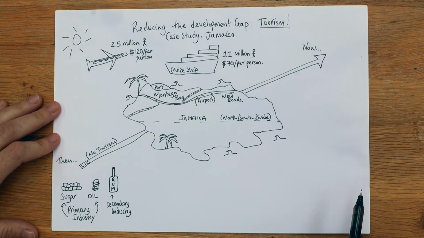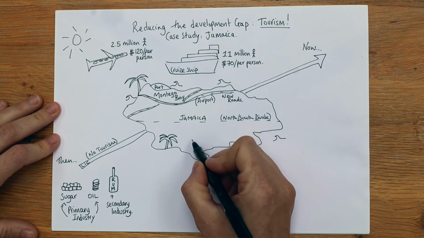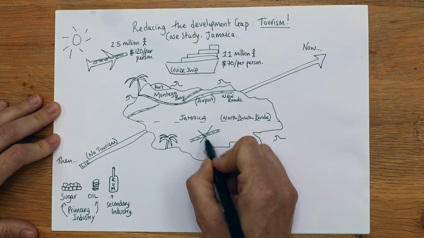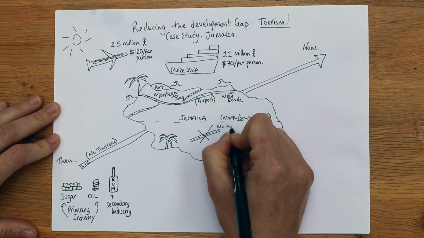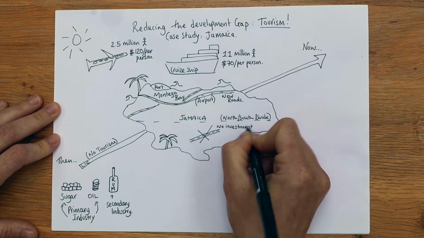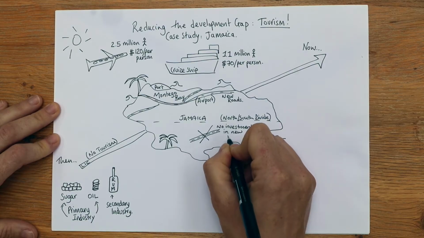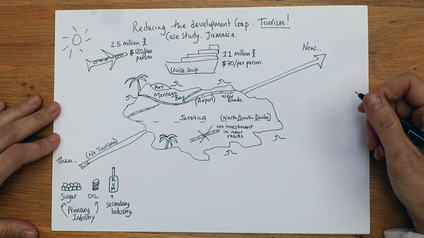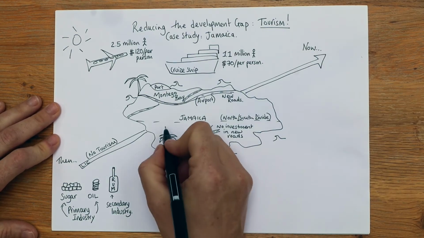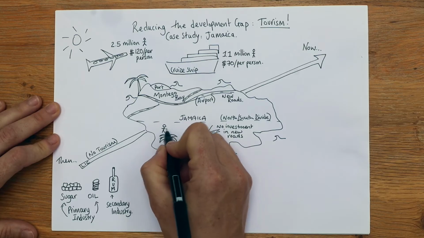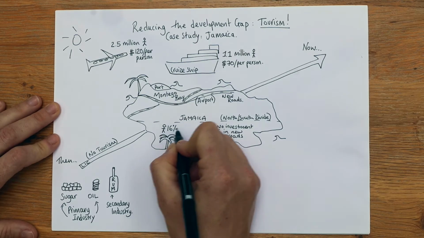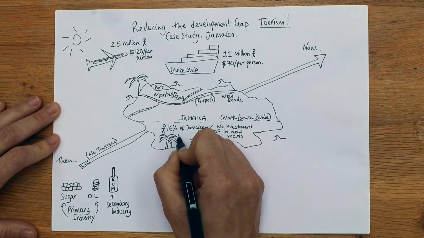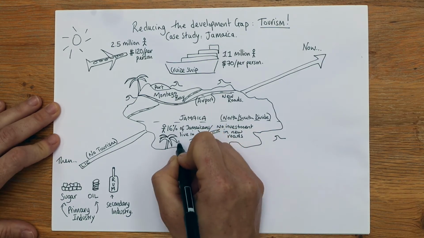Now, in the south, we just want to draw a section of road, just to remind ourselves, there has been no investment in new roads. So much of the south is still quite hard to navigate and to get around. And in the south, we draw a little stick person, 16% of Jamaicans, so local Jamaicans, live in poverty.